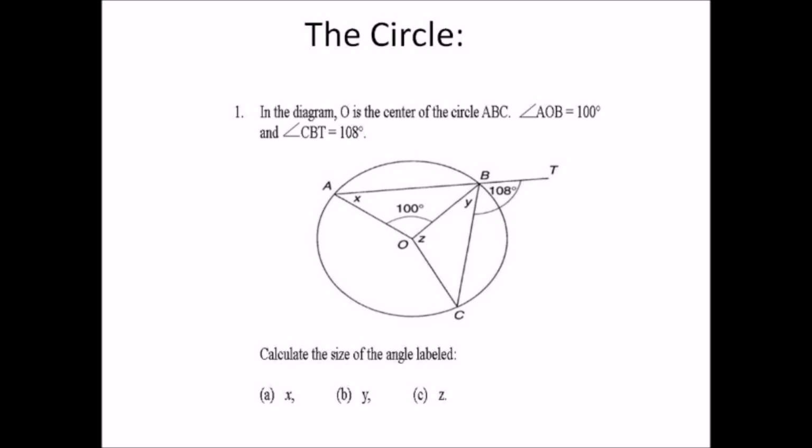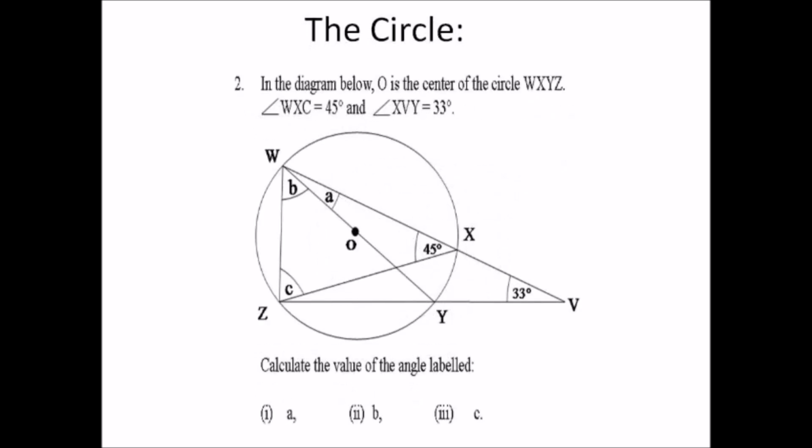So use the 100 first and use a triangle and work from there. Once you get those numbers in, then you can go ahead and find Y. And then after you find Y, then you can find Z, in that order. Got it? Okay, let's move on to another one for the circle in the diagram below.